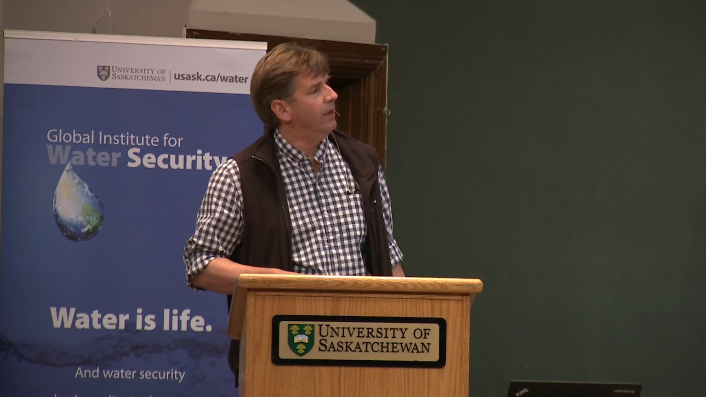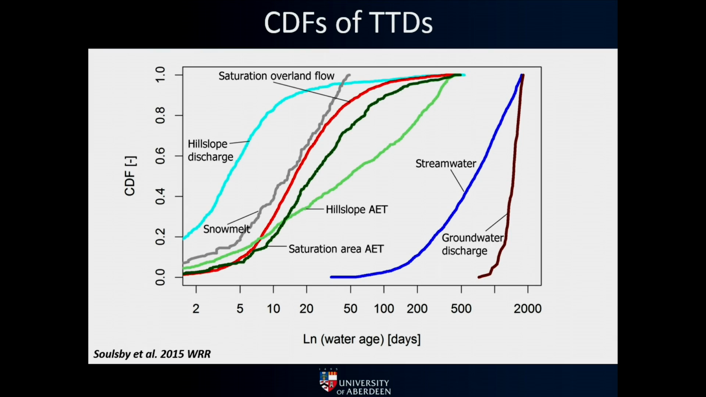And then we can go further with this by looking at cumulative frequency distributions of the travel time distributions of the different water sources. So again, the older groundwater, with the stream water tending to that at low flows, and then going towards the saturation overland flow from the valley bottom wetlands during high flows.